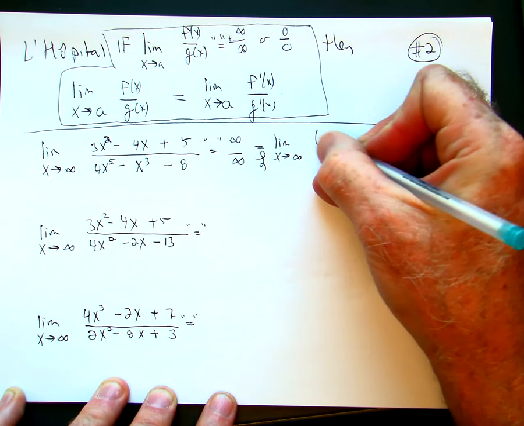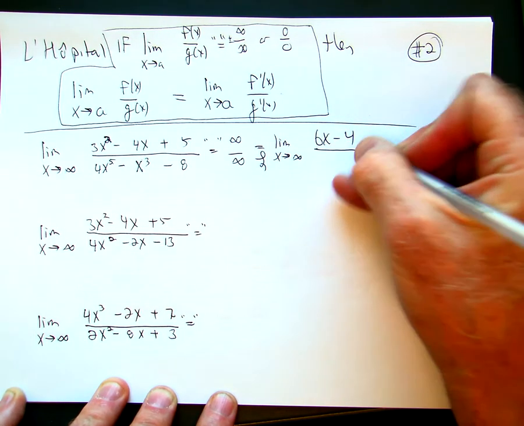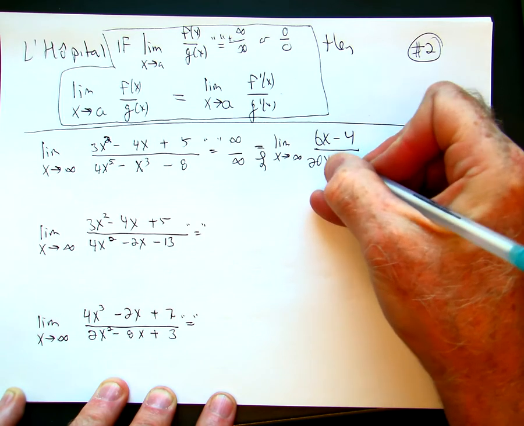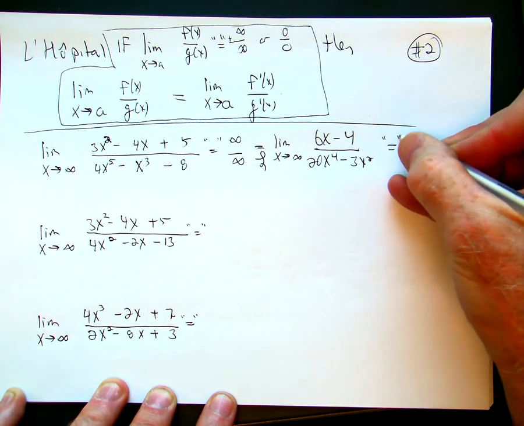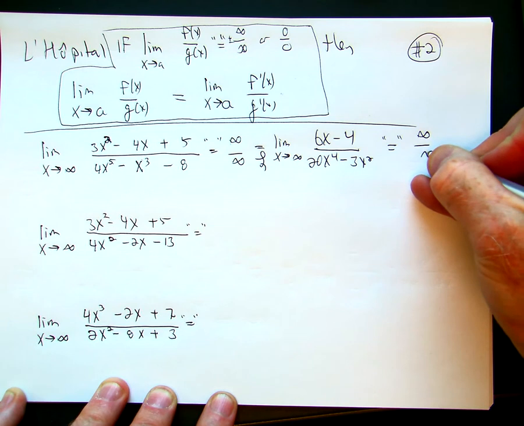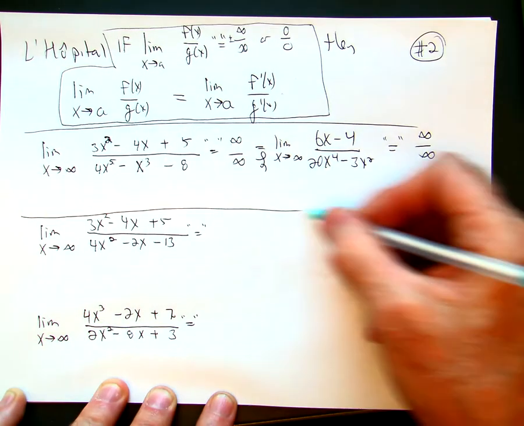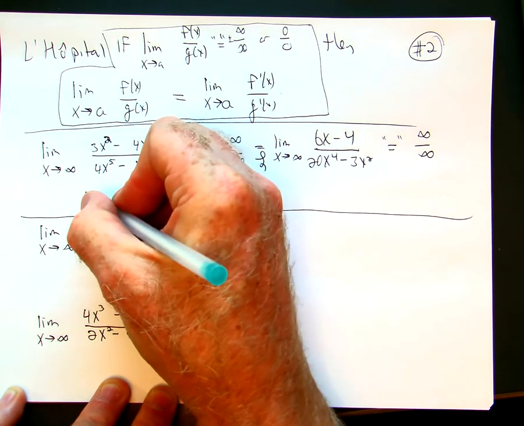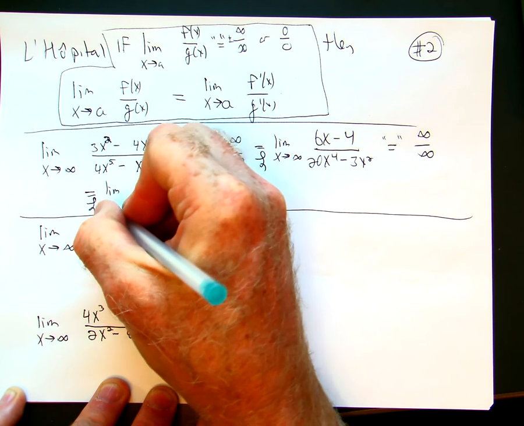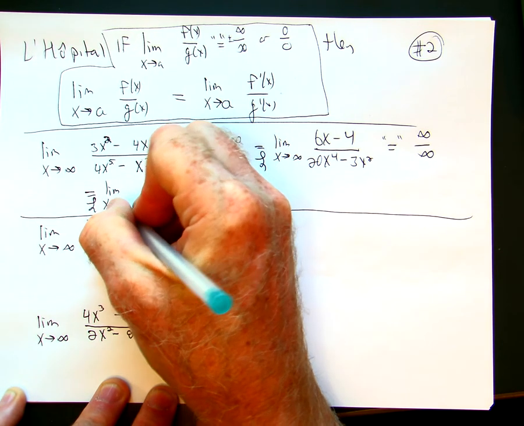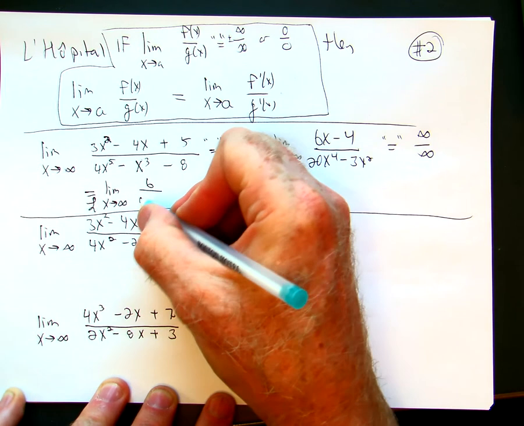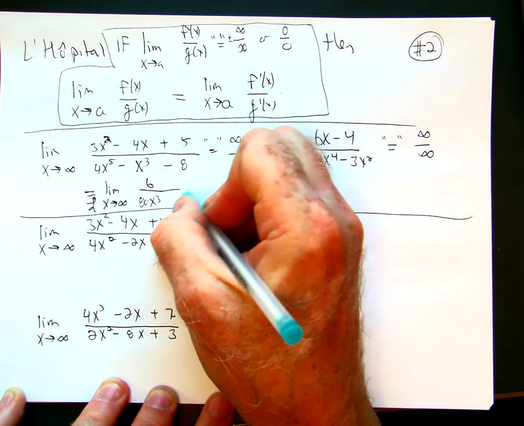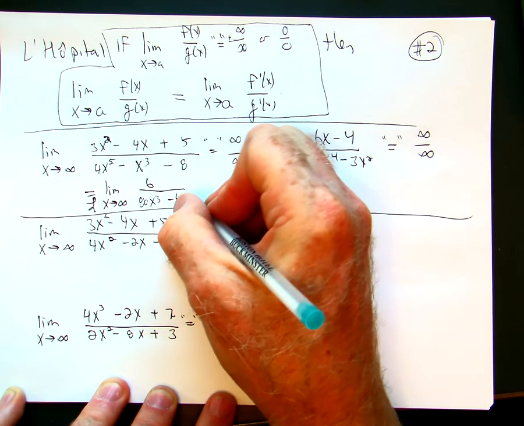I get 6x minus 4. Here I'm going to get 20x to the 4th minus 3x squared. I still get infinity over infinity. So I'm going to use L'Hopital again. Remember, this script L is my symbol of using L'Hopital. Take a derivative here, I get 6. Here I get 80x cubed minus 6x squared.